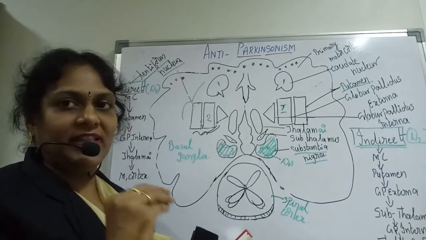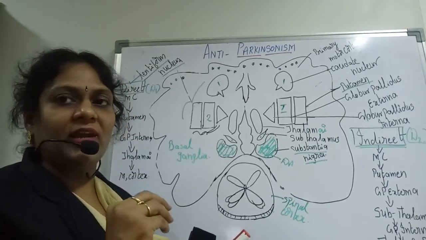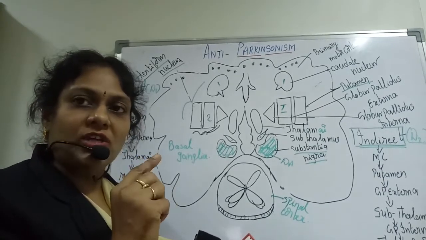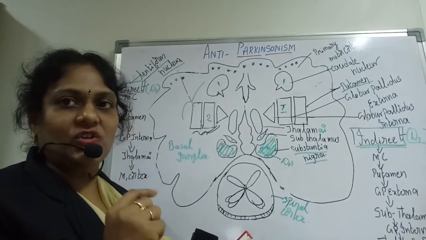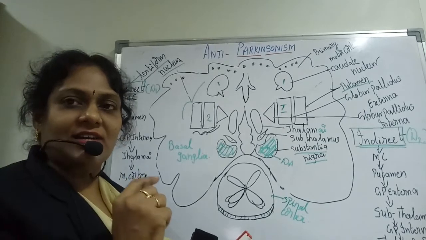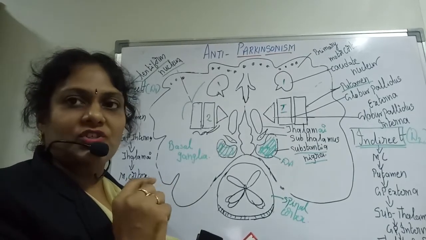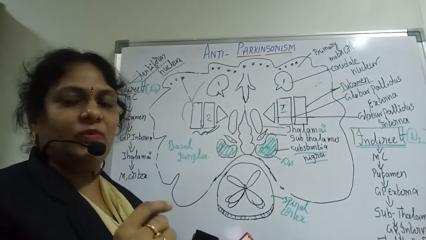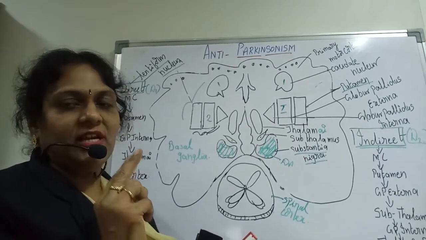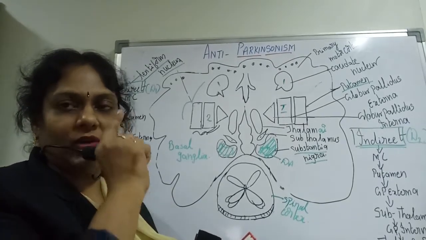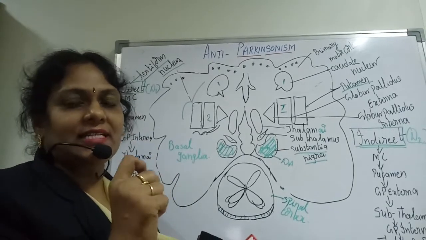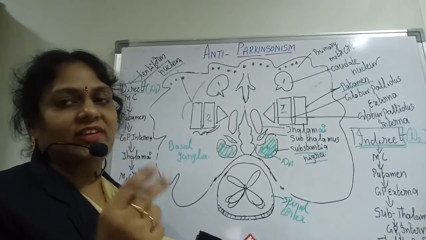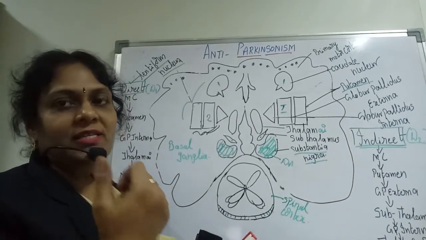The first pathway, that is the direct pathway, is called the corticostriatal pathway, and the indirect pathway is called the nigrostriatal pathway or striatonigral pathway. So you have two pathways. What are those two pathways? The corticostriatal pathway, and the second one is the nigrostriatal pathway. So two pathways: one is direct and the other one is indirect.